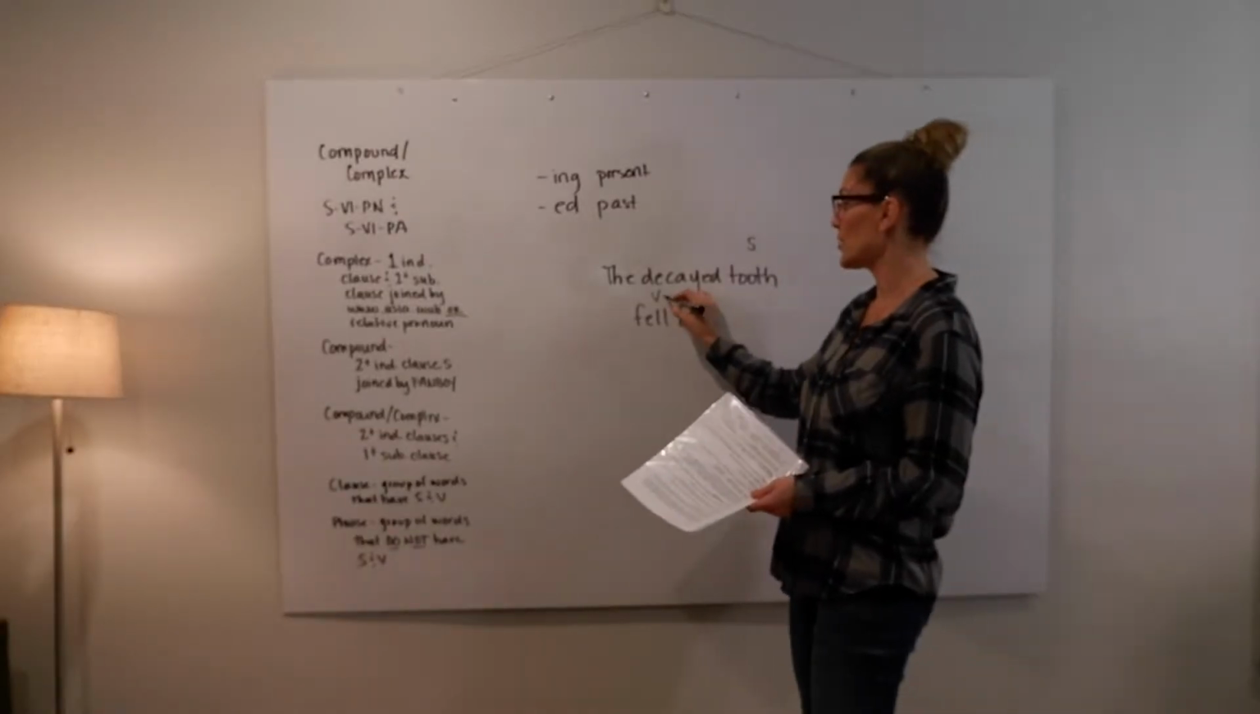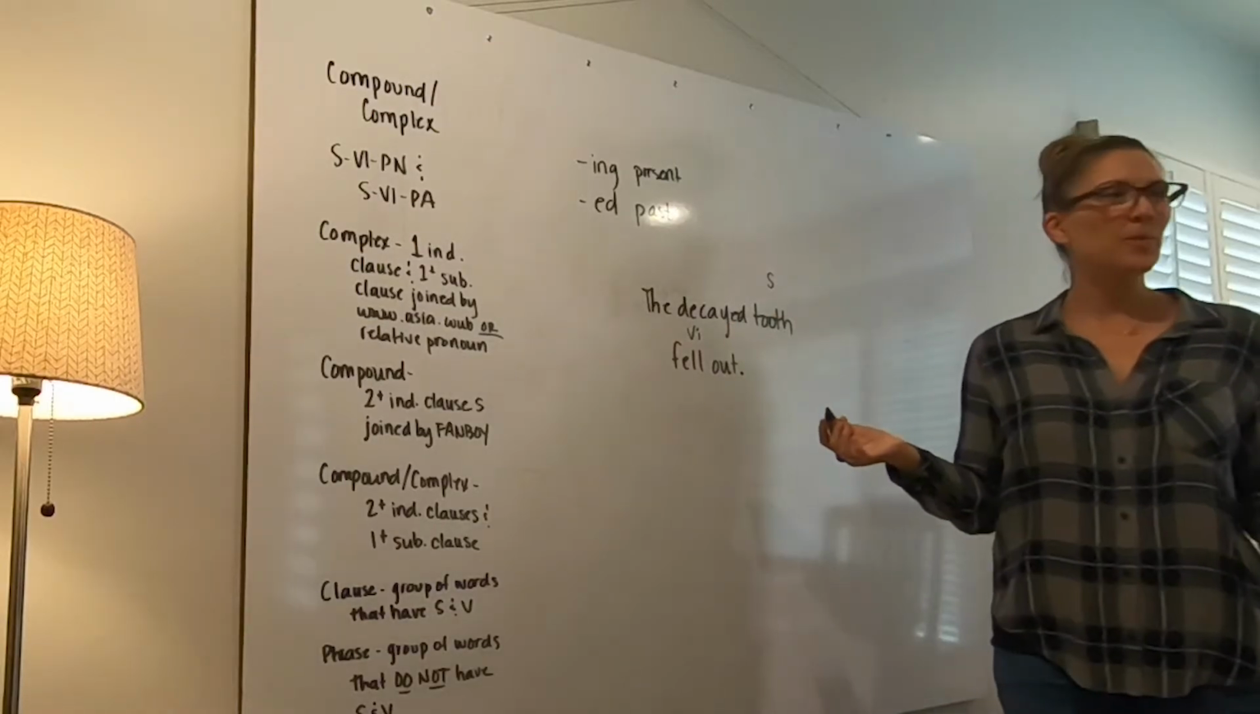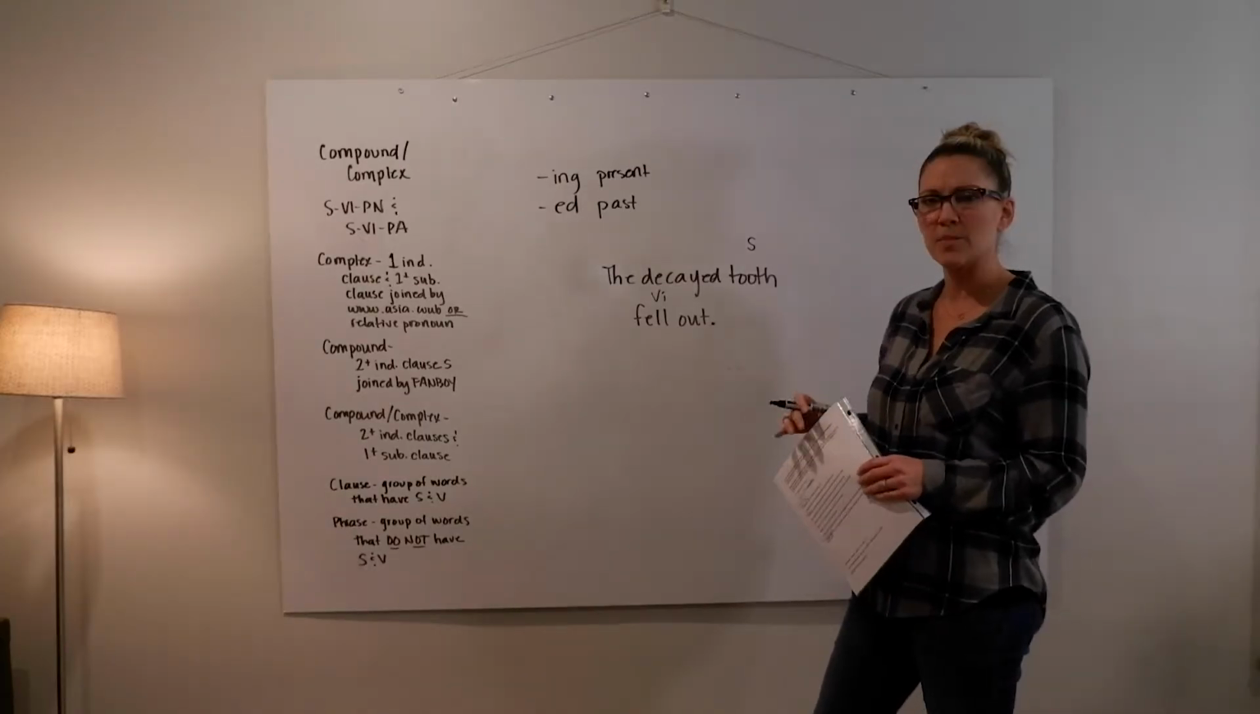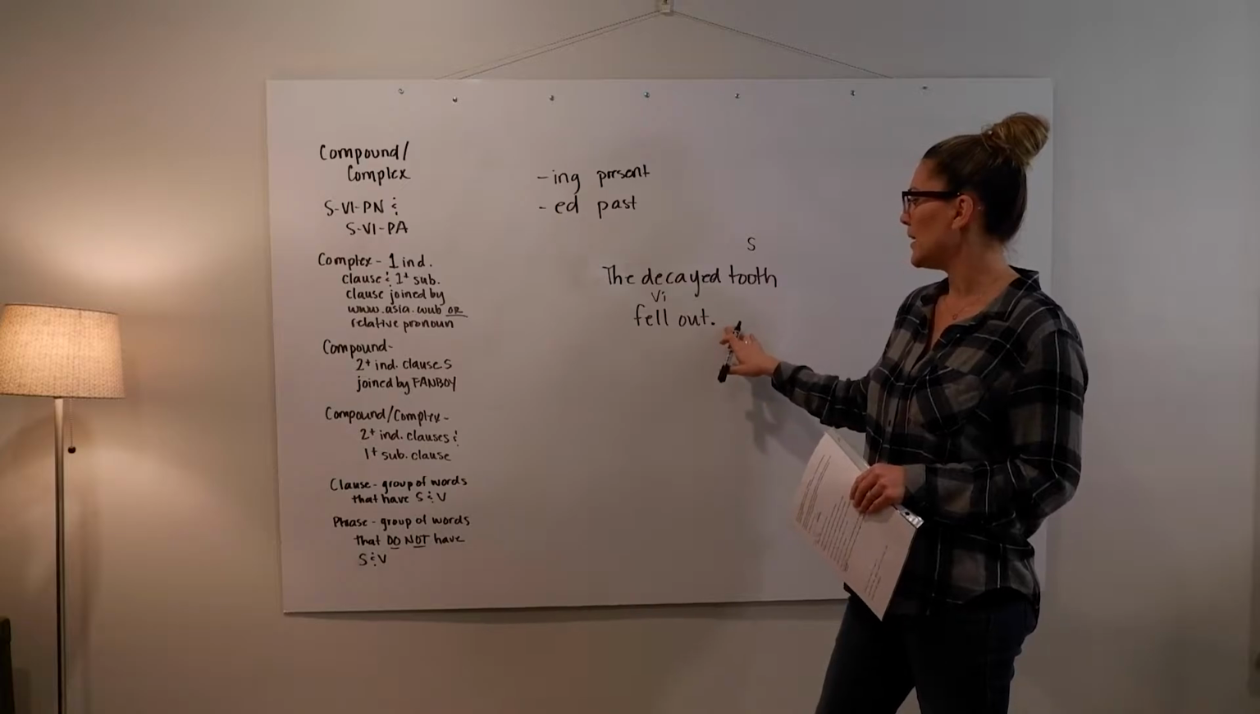Well, hopefully you said intransitive. If you did, you'd be right. And what about the word out? What type of word is that? It's not a direct object. It's not a noun. It's not a person, place, thing, activity, or idea, right?